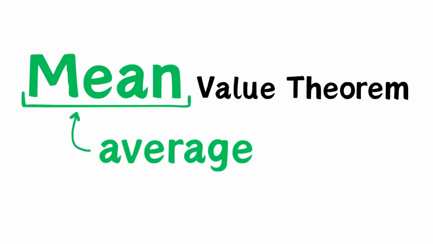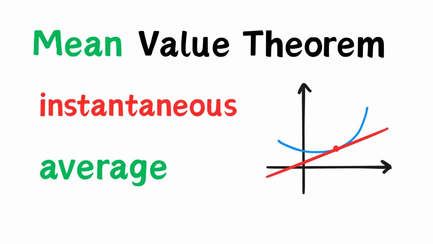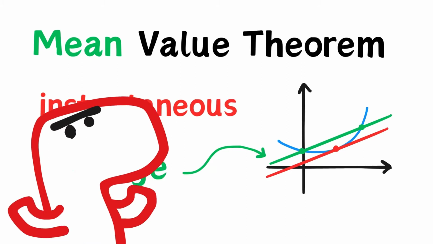The mean value theorem is one of the most simple yet useful theorems in calculus. You know that in math, the word mean is another way of saying the average. Likewise, the mean value theorem is all about proving that the instantaneous rate of change exists from the average rate of change. Great, how do we do that?